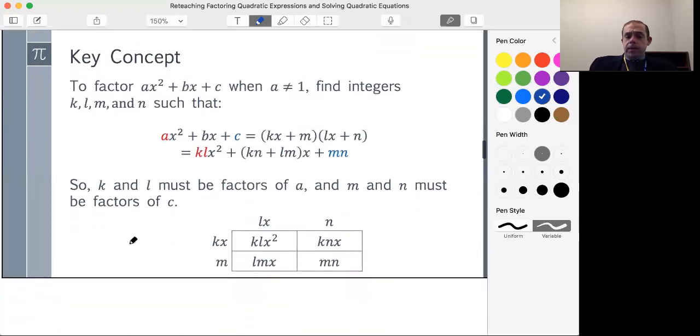Okay, now sometimes they become a little more complicated. Whenever we have an a that's other than 1, so we have some number in front of our quadratic term, then factoring becomes a little bit more complicated. I now have to find the product of mn times kl, and then I have to see the combination of factors that add up to be the middle term. So one way we can do that is with the box method, or we can do the guess and check also.